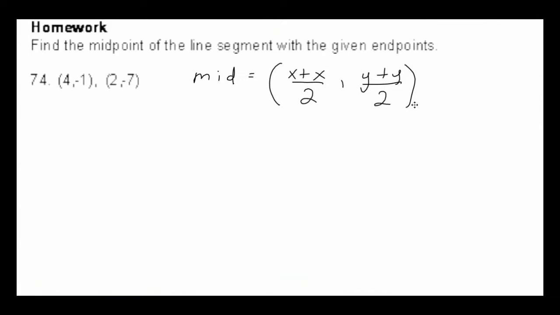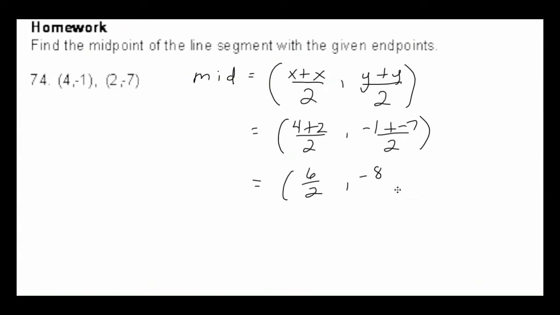All right. So we just substitute first after writing the formula. So make sure you do your x's. So I have 4 plus 2 over 2. And then I have my y's, -1 plus -7 over 2. You just got to be careful that you do your integers right. All right, so that leaves me 6 over 2, and -1, -7 is -8 over 2. And then you divide. So my midpoint is 3 and -4.